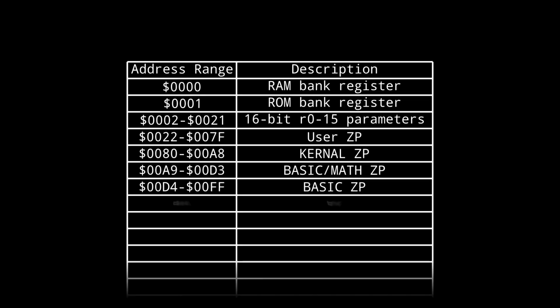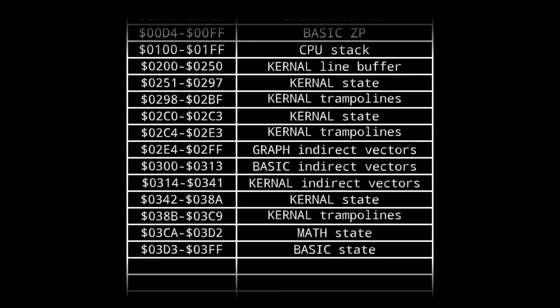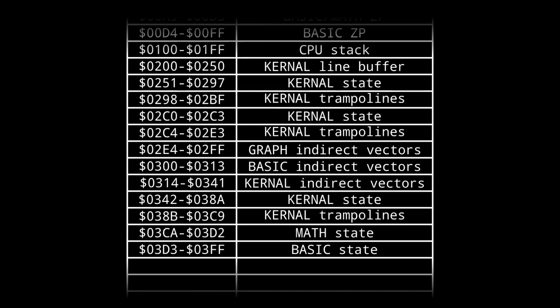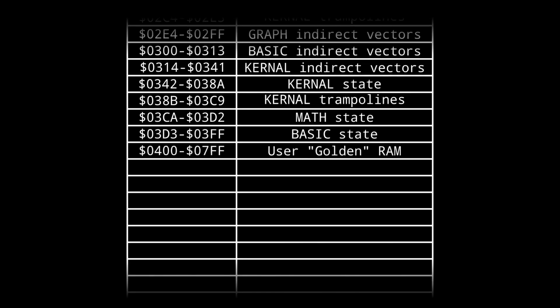The range 100 through 1FF is used for the CPU stack. 200 through 3FF is used by the kernel and BASIC for a lot of different things, including trampolines for handling interrupts and for jumping between ROM banks, as well as vectors for replacing the default behaviors of certain API calls. 400 through 7FF is free for the user to use.